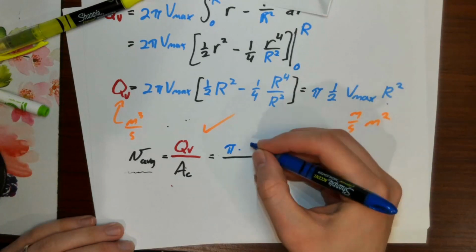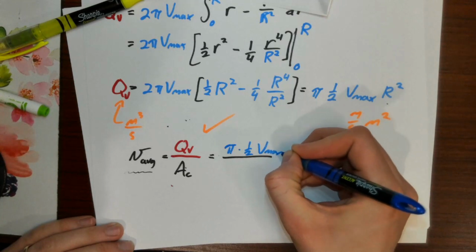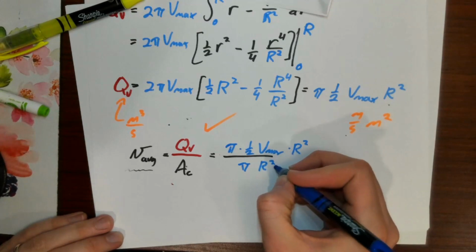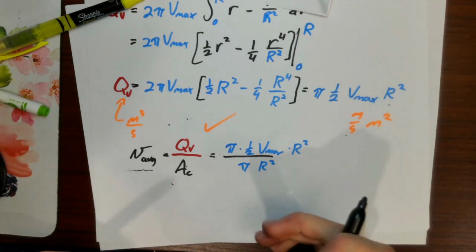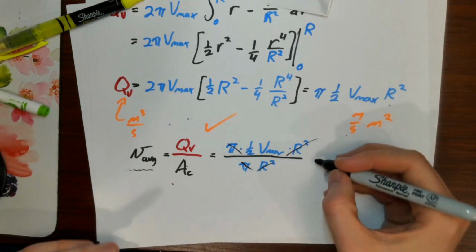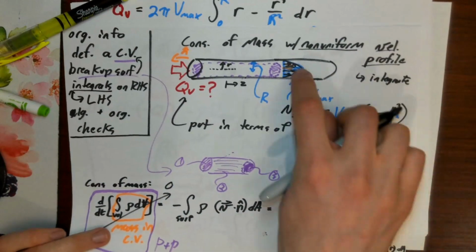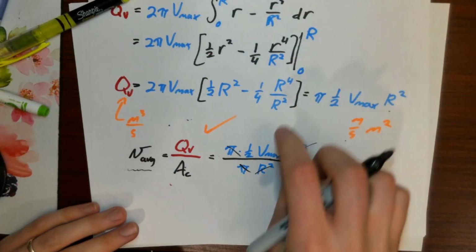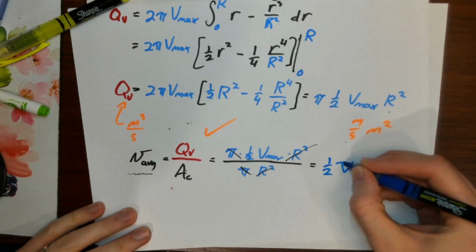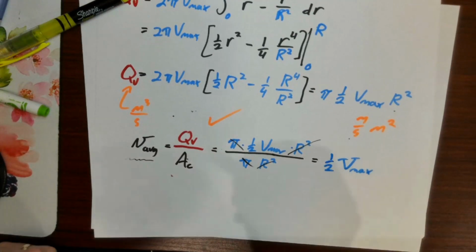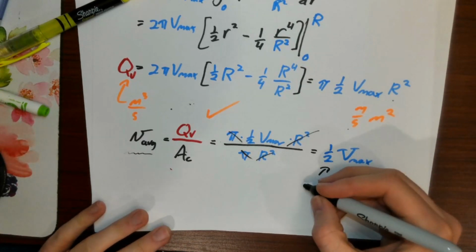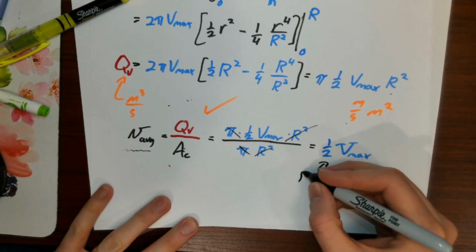So we have pi 1/2 V max times r squared, and the area of a pipe would just be pi r squared. So we actually get a lot of interesting things cancel. And it turns out that for this particular situation, where we have this parabolic velocity profile, the average velocity in the pipe is just 1/2 of the max velocity. And it turns out that this is true for fluid in a circular pipe with this parabolic velocity profile.